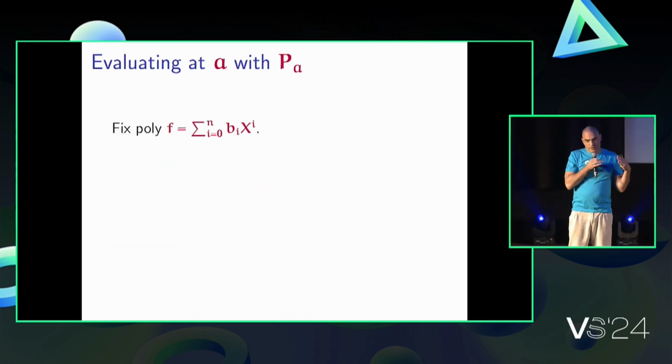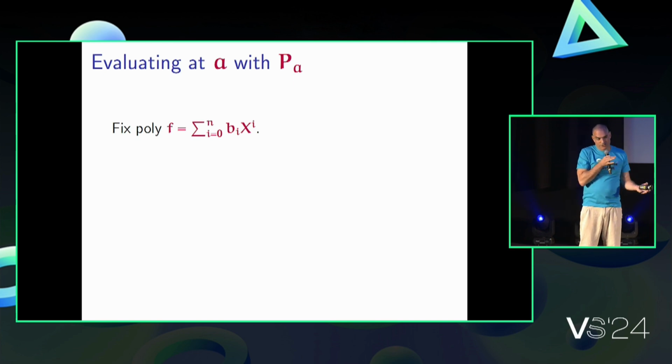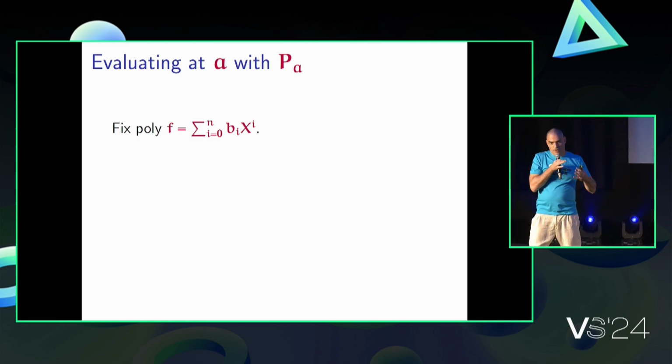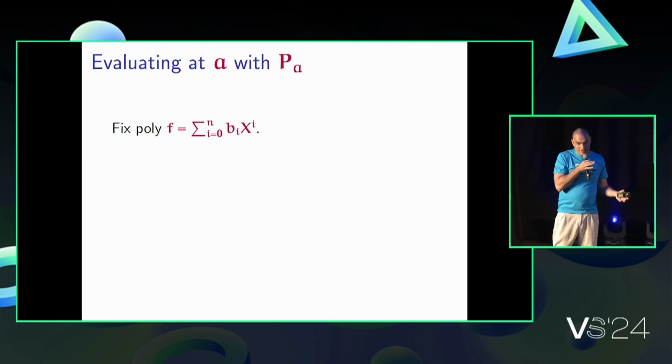So the reason we can think of P of A as an algebraic representation of A is that, what can we do with A? We can evaluate functions at A. So this evaluation, you can do it in a more abstract way using PA. So let's see an example of that.